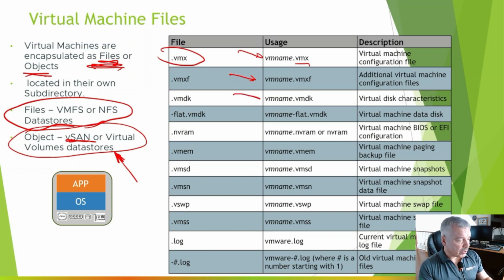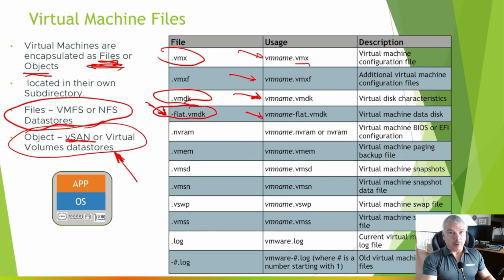You'll see this disk descriptor file, the name of the VM.vmdk. That's another text file describing the virtual disks. Your virtual disk will have the extension -flat and may have a number appended to the back of that, .vmdk. That's where your data is. That's the important file because that's the one you want to make sure you have copies of. There'll be an NVRAM file as well for the BIOS. The virtual machine paging backup file. There are the snapshot files. I'll do videos on snapshots. There is a snapshot data file.